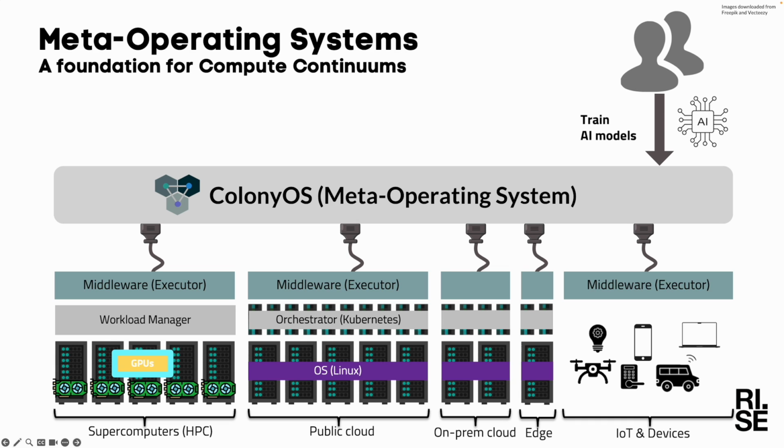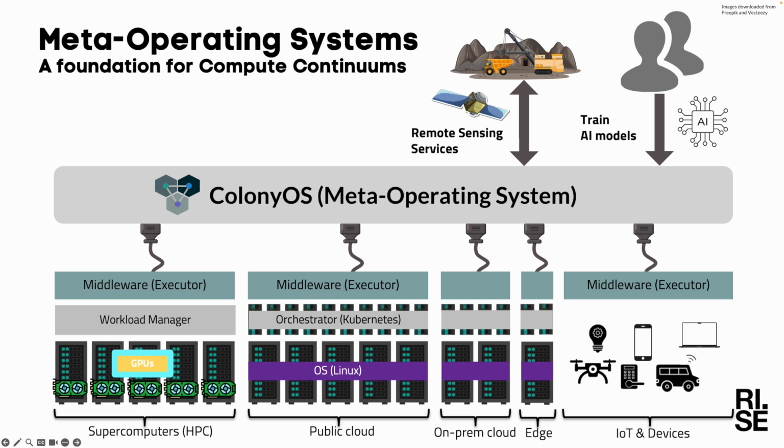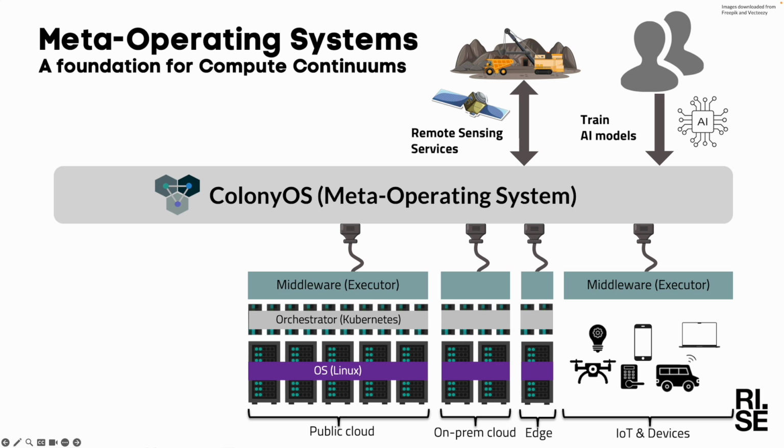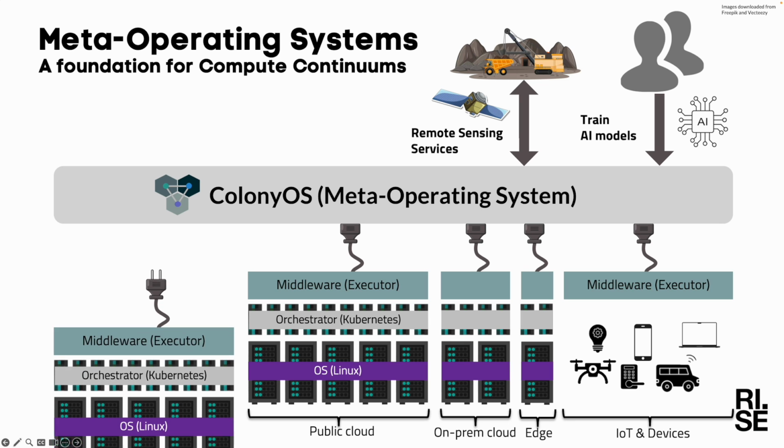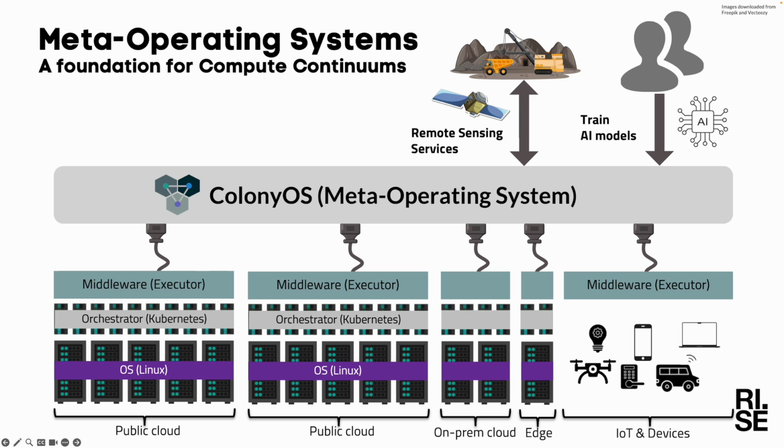Users then seamlessly tap into the continuum to get access to computational resources. A common use case is to train machine learning models, but it can also be used to implement services, for example, remote sensing services to process sensor data in underground mines, or process satellite data to implement Earth observation services. And when you don't need a supercomputer anymore, it can simply be detached from ColonyOS or replaced with another platform. This allows users to have the right level of computing power at the right time and place.